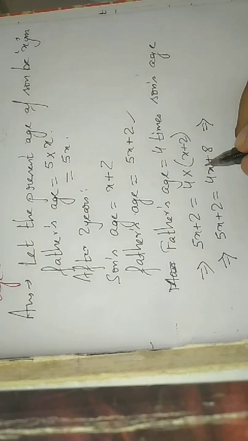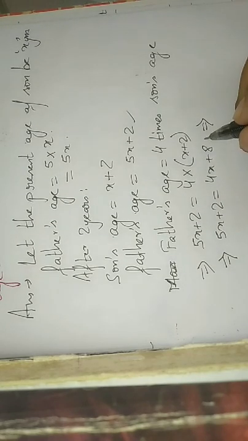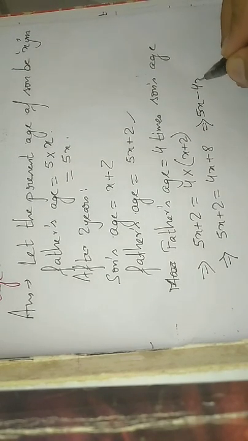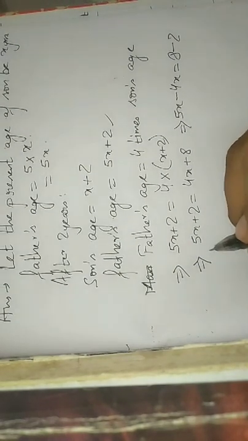Which implies that again variables on one side, constants on the other side. So we'll be doing transposition of 4x. 5x is already there. 4x will come on that side, so it becomes minus 4x, is equal to 8 is already here, plus 2 will go on that side, so it will become minus 2. 5x minus 4x is x. X is equal to 8 minus 2, which is 6.